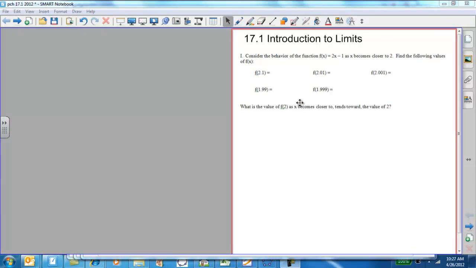Limits are a tricky idea, but it's basically considering the behavior of a function as the independent variable approaches a value. What's happening to the value of the function, the dependent variable? So in this case, what's the behavior of the function f(x) = 2x - 1 as x becomes closer to 2? So we're going to look at a bunch of values that are close to 2.